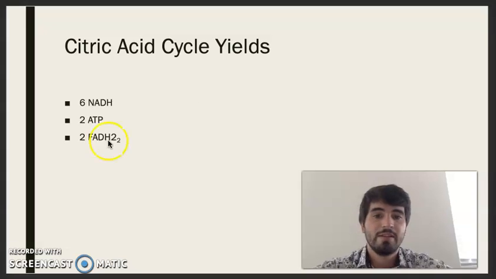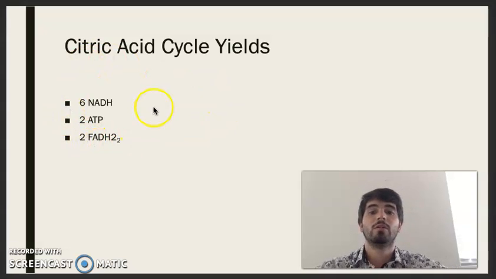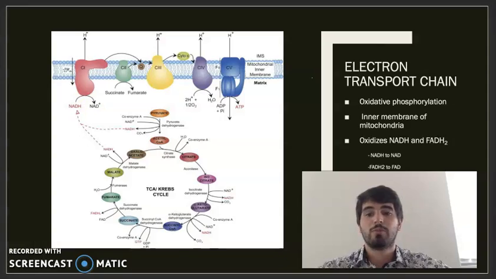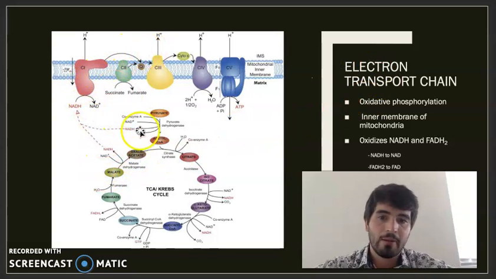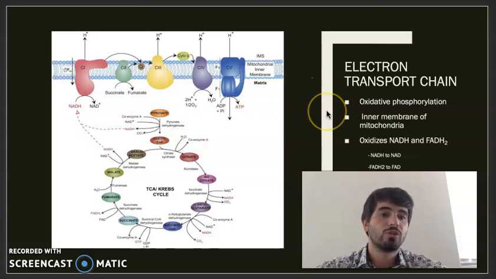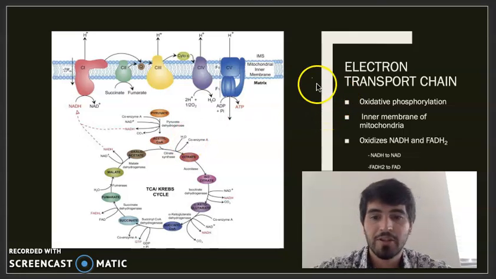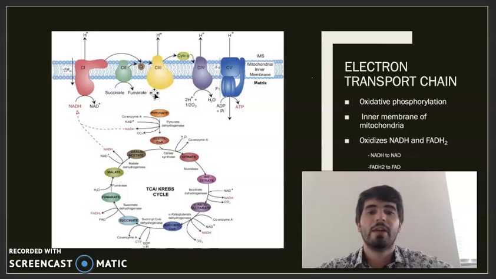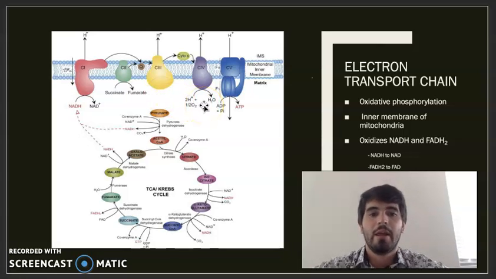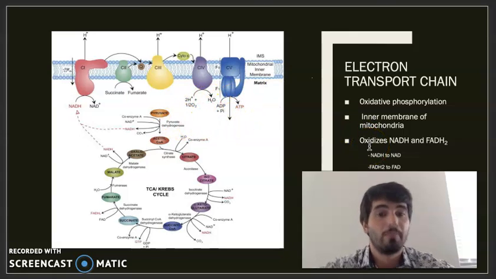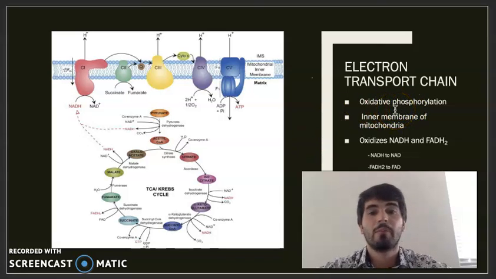Once we get these yields, they will get transported to the electron transport chain, where those enzymes pretty much just go through oxidative phosphorylation, and what it basically means is they will lose an electron. They get oxidized, and ATP is produced through that process. This happens in the inner membrane of the mitochondria.